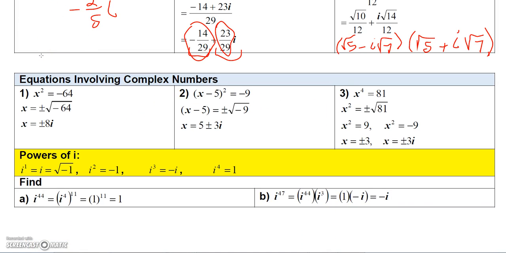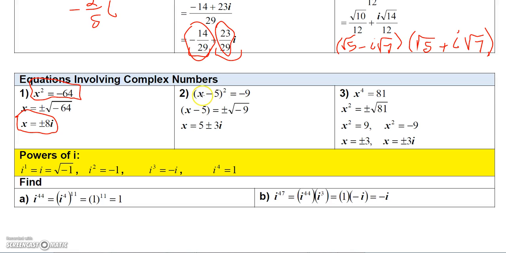Now I wanted to finish it up here with equations involving complex numbers, and you'll see some of these in the section on quadratic equations. But if you wanted to solve x squared equals negative 64, then you would apply the square root theorem and you would get x equals plus or minus the square root of negative 64. And the square root of negative 64 is 8i, so x would equal plus or minus 8i.